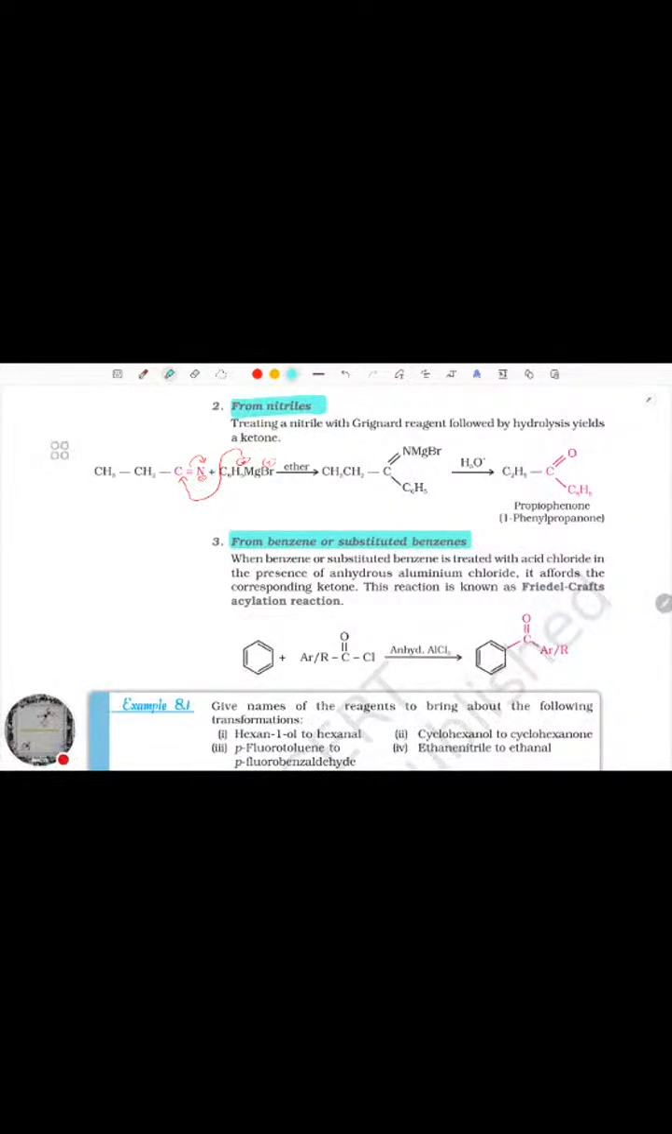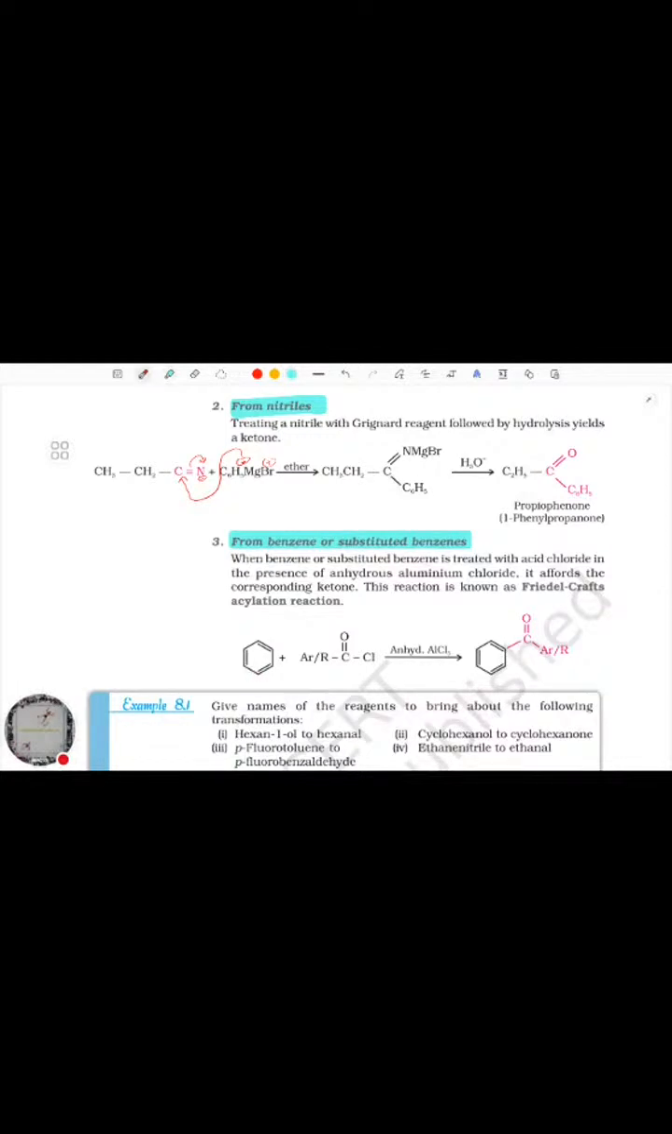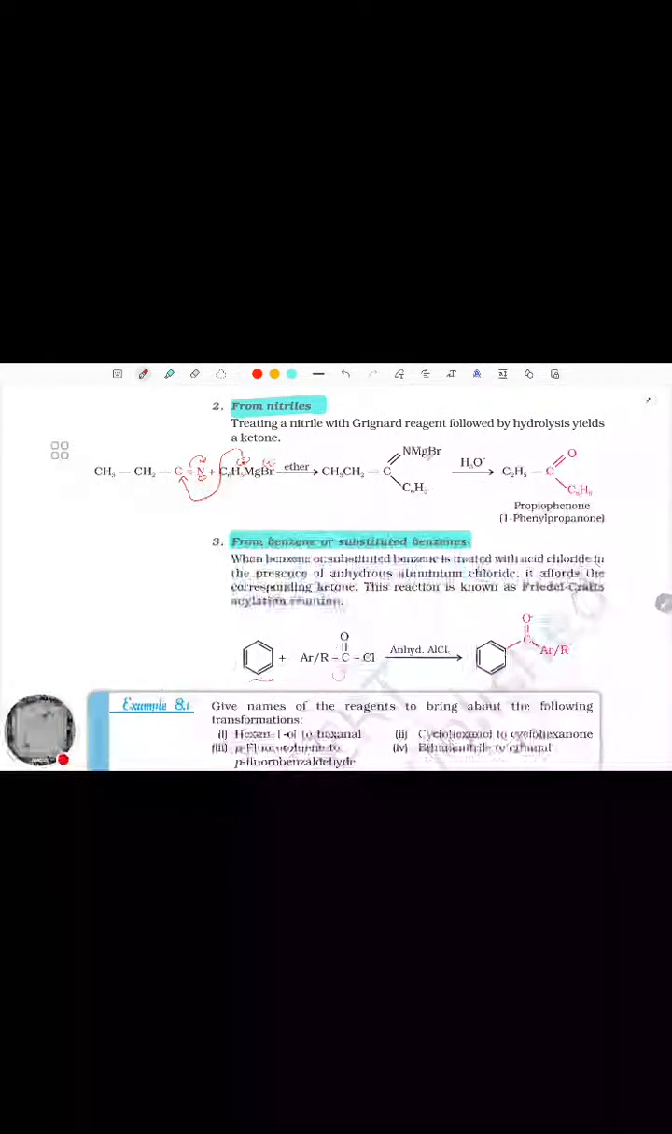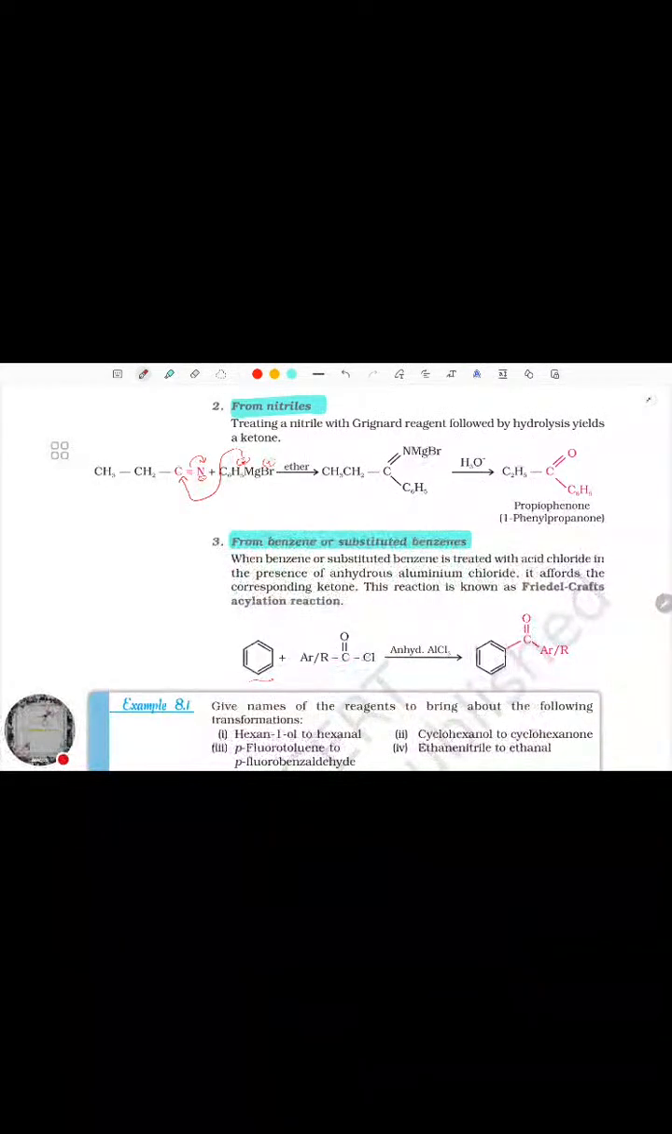Now from benzene or substituted benzene, when benzene or substituted benzene is treated with acid chloride. So I am having a certain derivative of benzene, and when it is reacted with an acid chloride or an acyl chloride, both are the same, in the presence of anhydrous aluminum chloride, it affords the corresponding ketone.